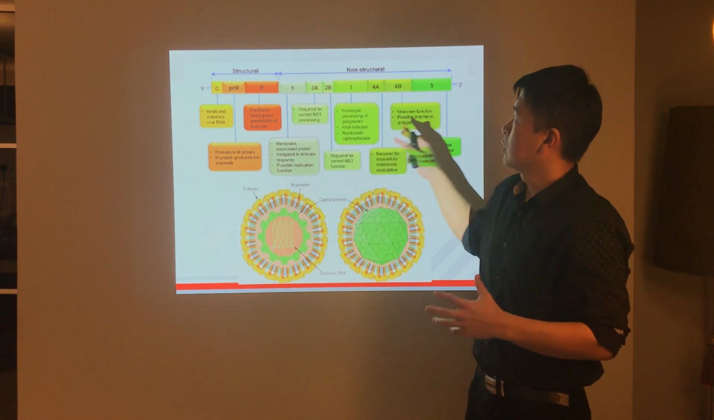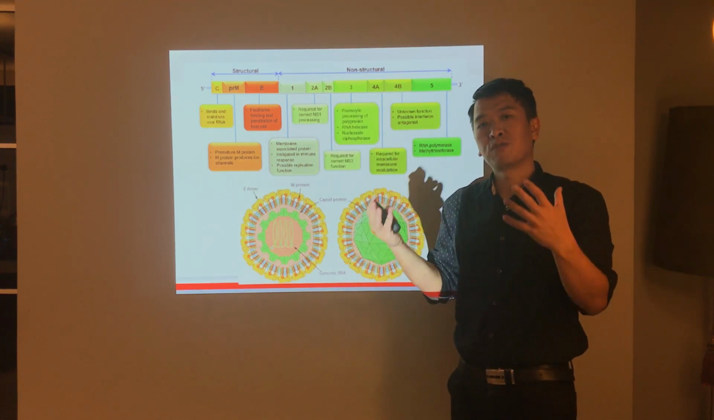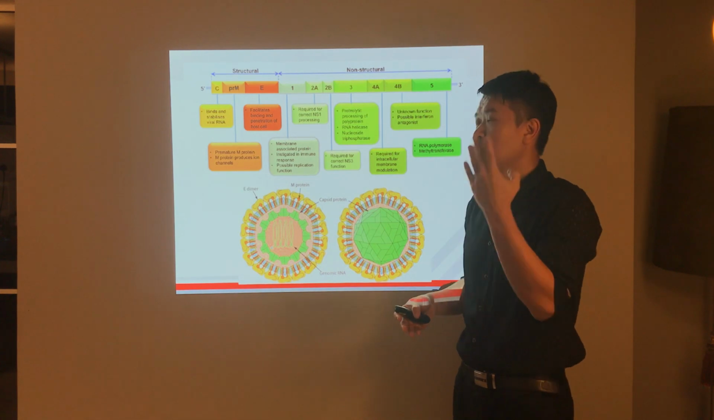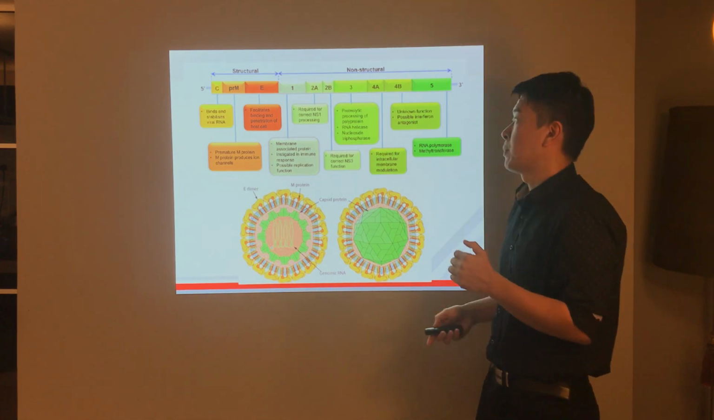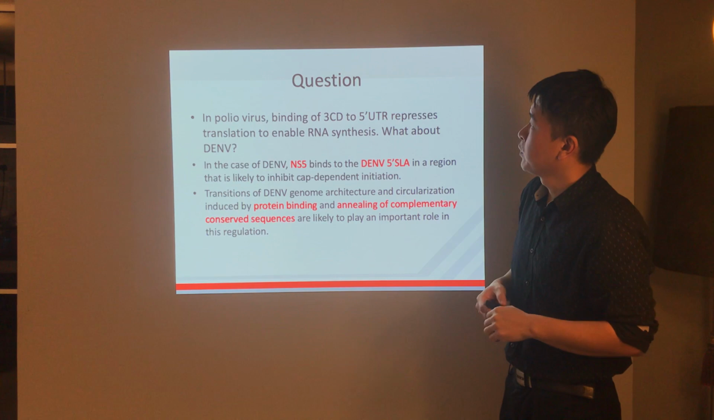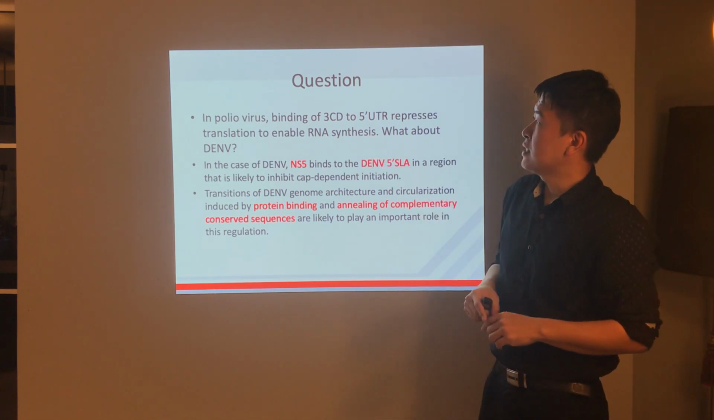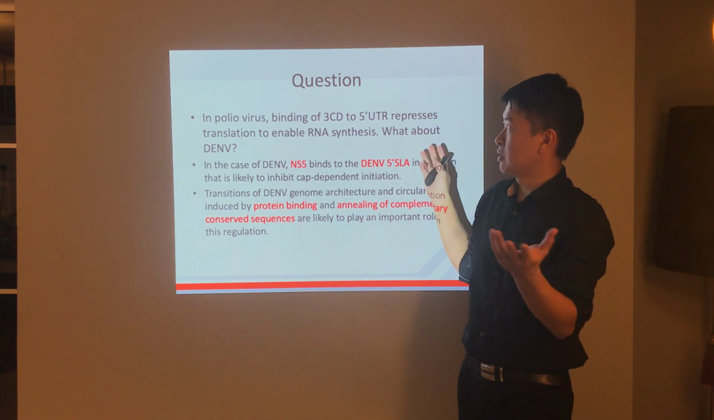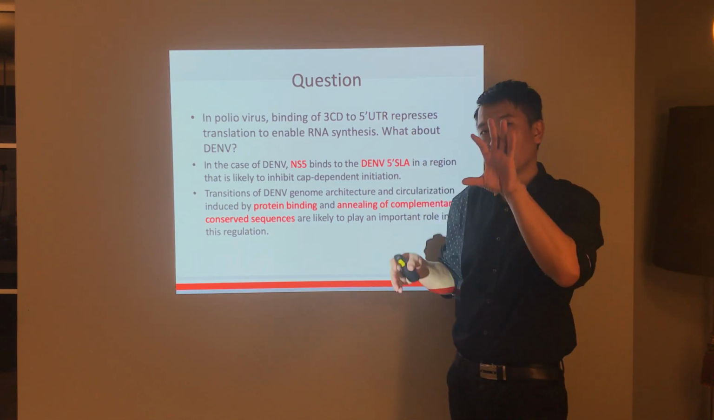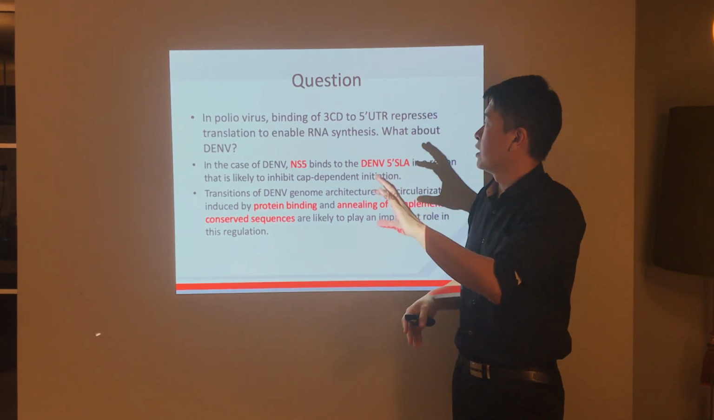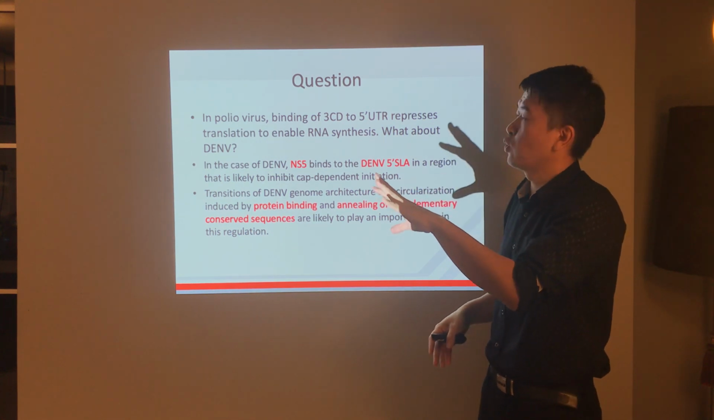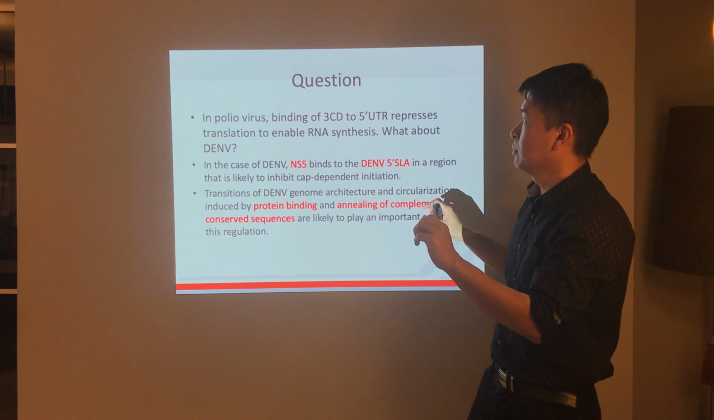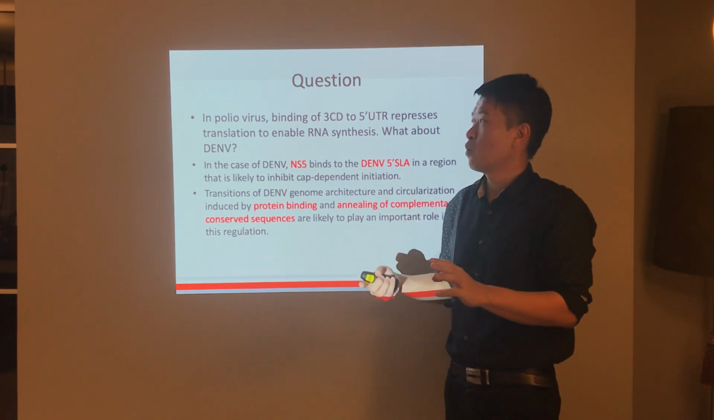Okay, so now we have protein. We've finished step 3, which is production of viral protein. Now we come to step 4, which is replication of the viral genome. So in poliovirus, 3CD binds to the 5' untranslated region and 3' untranslated region. At the 5' end it will push away the PCBP, poly C binding protein, and at the 3' end it pushes away the poly A binding protein to prevent the translation from occurring.